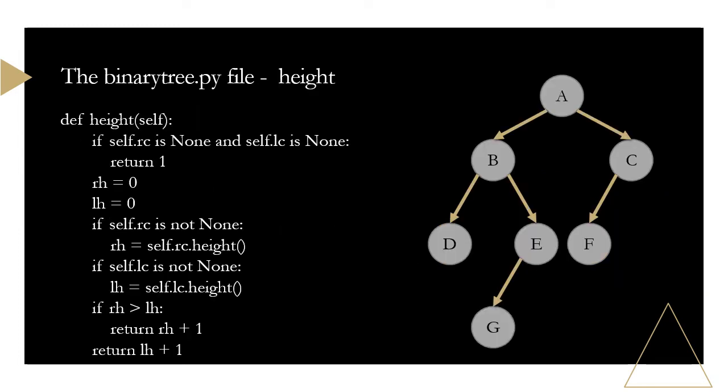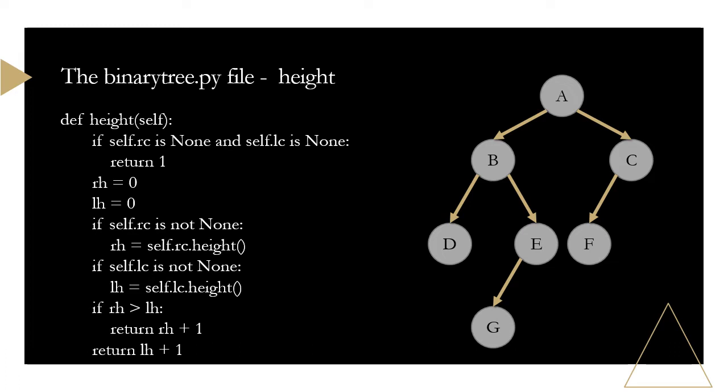Now we look at a function which computes the height of a binary tree. And the height of a binary tree is the number of levels in the binary tree. The function starts like this. If self.rc is None and self.lc is None, return 1. This means that if you are ever standing on a leaf, you will return 1. But if you are not standing on a leaf, then you will set a variable RH to 0 and then you will set a variable LH to 0.